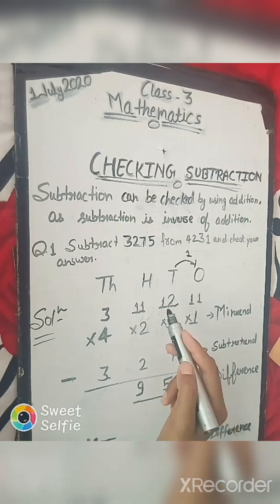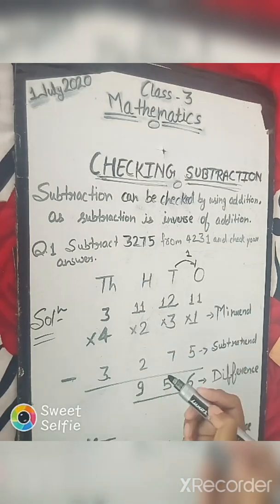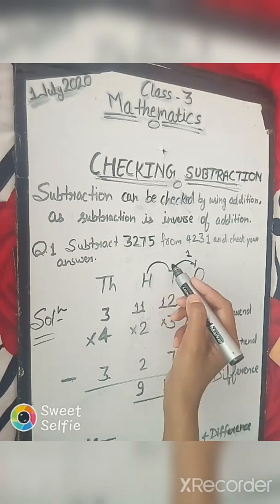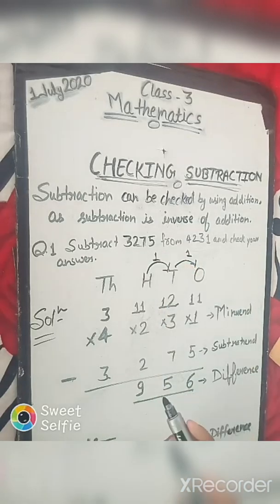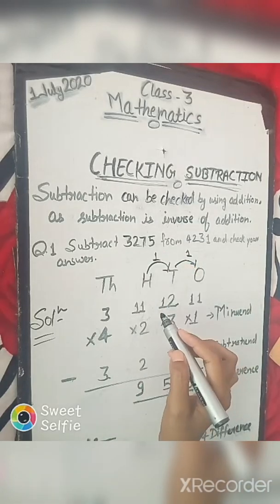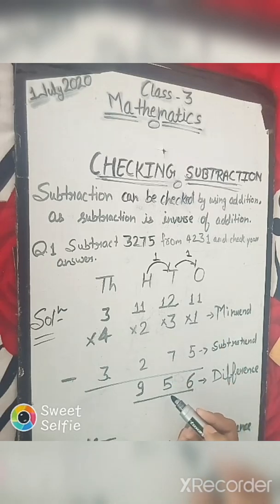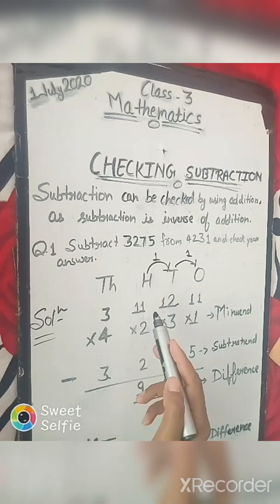So here will be left only 2, and again we cannot subtract 7 from 2. So we will borrow from 100. So it will give 100 to tens. So here will be 12. Now we can subtract it. 12 minus 7 is equal to 5. Okay, and at hundreds place here will be left only 1.